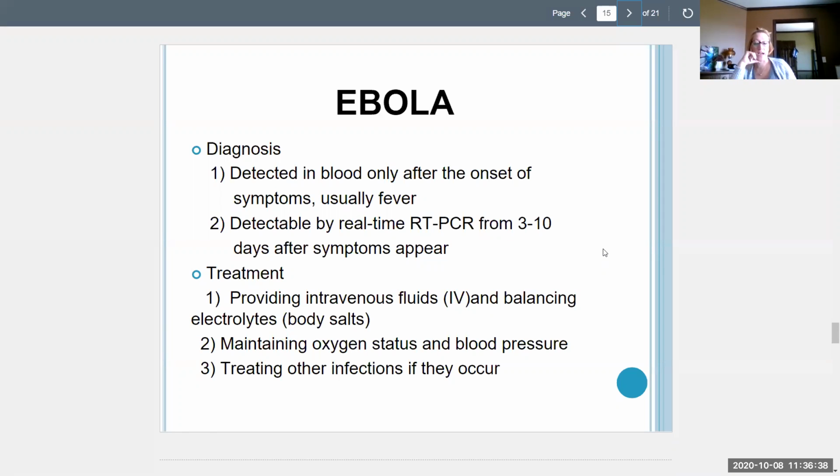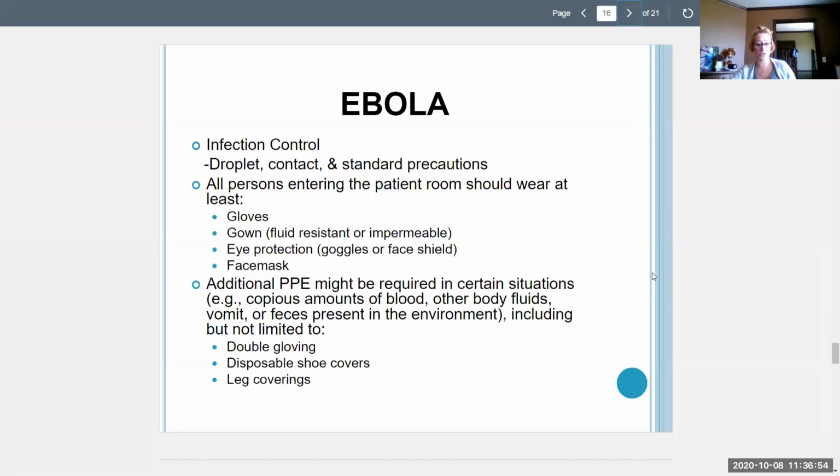And then treatment: providing IV fluids and balancing electrolytes because of the severe dehydration that they can go into from excessive nausea, vomiting, diarrhea, and blood loss. Also maintaining oxygen status and blood pressure, and treating other infections if they occur. Infection control, as I already mentioned, is droplet. Everyone should wear gloves, gown, eye protection, and face mask, but as I already said, additional PPE might be required in certain situations because of those excessive body fluids.